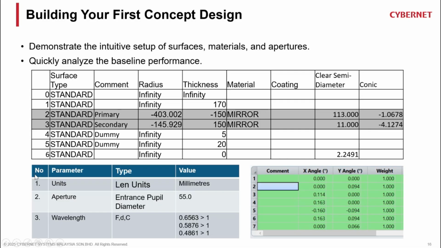Inside the system parameters, we need to set the lens unit to millimeter, and the aperture is the entrance pupil diameter, which is 55 mm. The wavelength we will choose is for the FDC, which is visible light. For the field editor, we key in all the analysis fields. For the FOV here, the largest size will be 0.38.